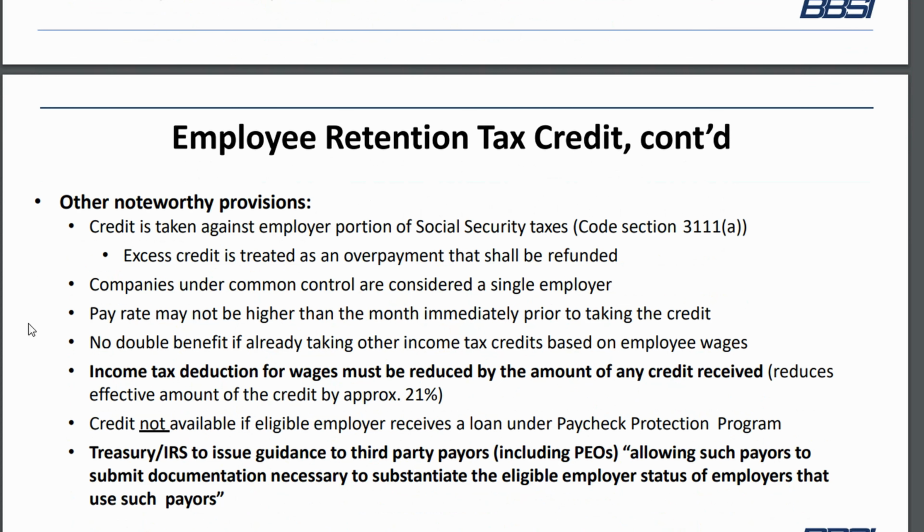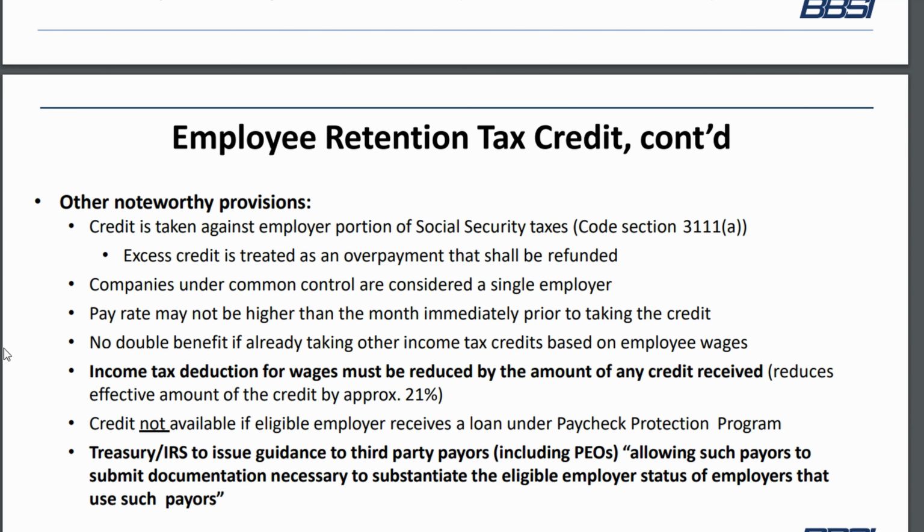Here are some noteworthy provisions. The credit is taken against the employer portion of Social Security taxes. Excess credit is treated as an overpayment and shall be refunded. Companies under common control are considered a single employer. So let's say you own 100% of two different businesses. That means you'll have one application, or you and another person both own 50% of two businesses. You'll be considered one employer.